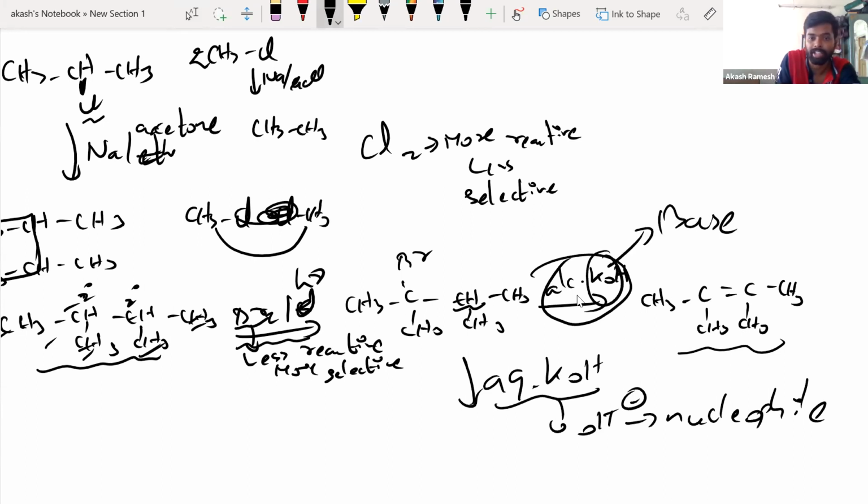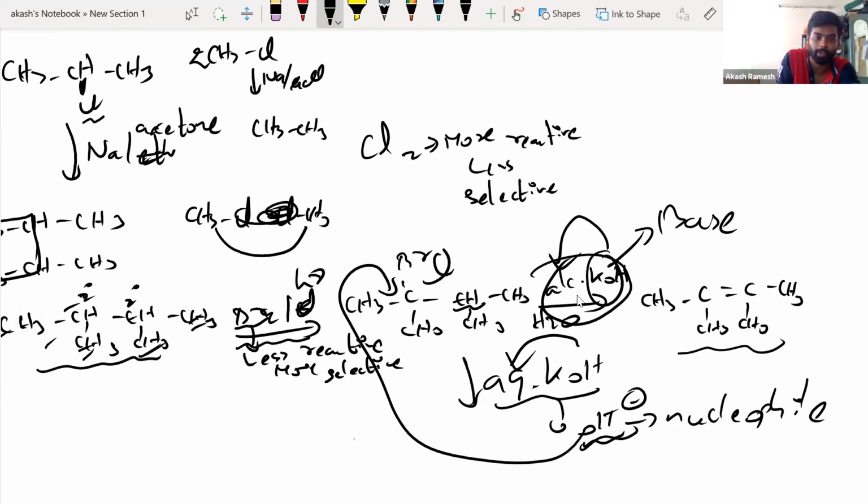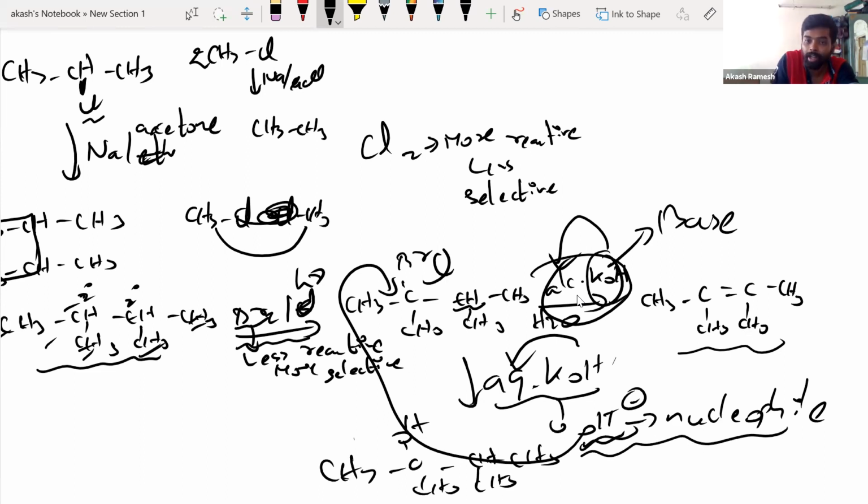Aqueous KOH is also a base, but it can produce OH minus ions. If I dissolve KOH in alcohol, the OH minus ion is not produced. But if I dissolve KOH in water, OH minus ions are produced, and I'm going to have nucleophilic substitution. So the product formed is C(OH)(CH3)(CH3)CH3. This is what you will get if I put aqueous KOH. Aqueous KOH will undergo nucleophilic substitution. Alcoholic KOH is going to act as a base, so I have an elimination reaction.